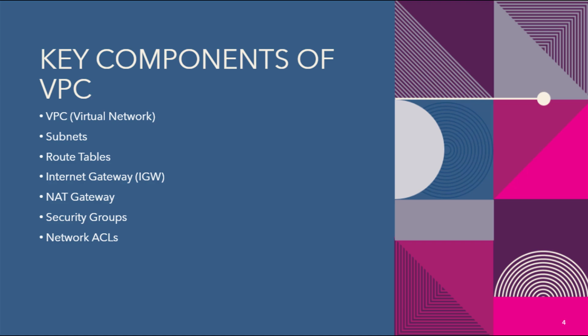Key components of VPC. A VPC consists of several important components. VPC itself, which is the network. Subnets to divide the network. Route tables for traffic routing. Internet gateway for internet access. NAT gateway for private subnet internet access. Security groups and network ACLs for security. These components together form the complete network architecture.